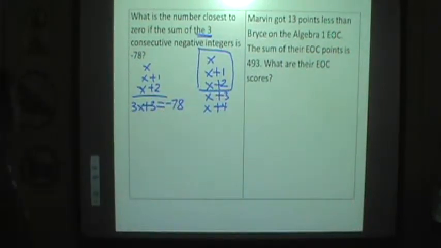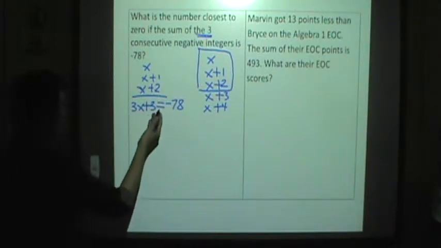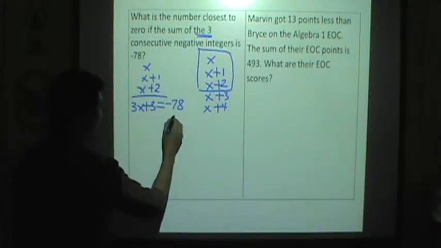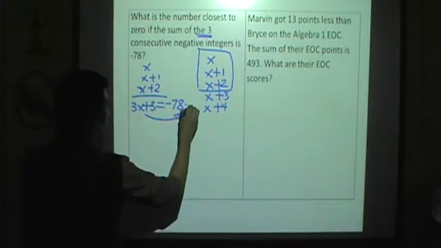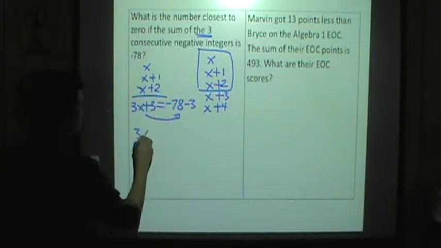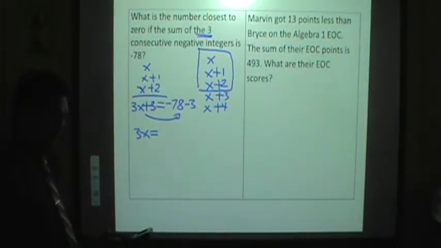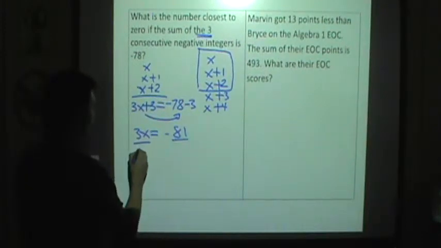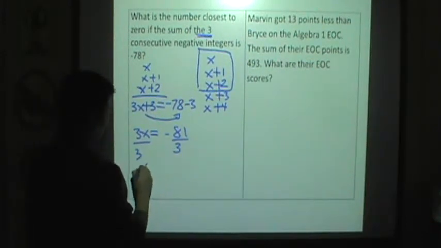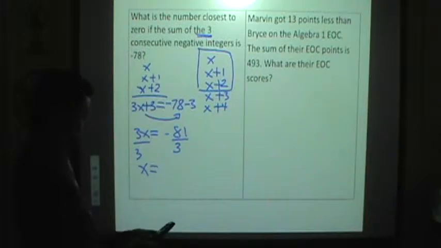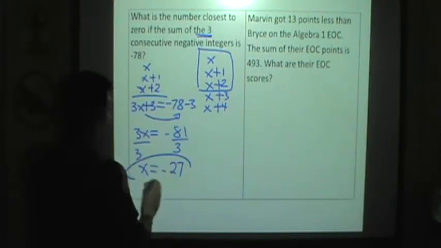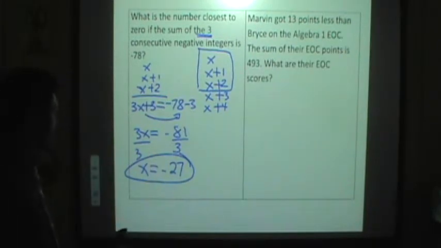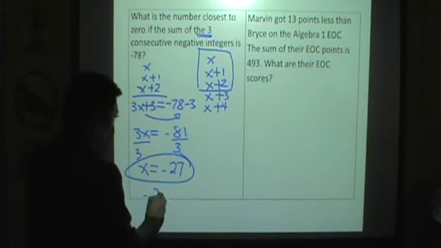Now let's go ahead and solve for x. We mastered the concept of solving for x by moving that plus 3 over, that plus 3 becomes minus 3. Now using your calculator, negative 78 minus 3 is negative 81. And then you can divide both sides by 3. Negative 81 divided by 3 is negative 27. Now here we go. First we got negative 27.